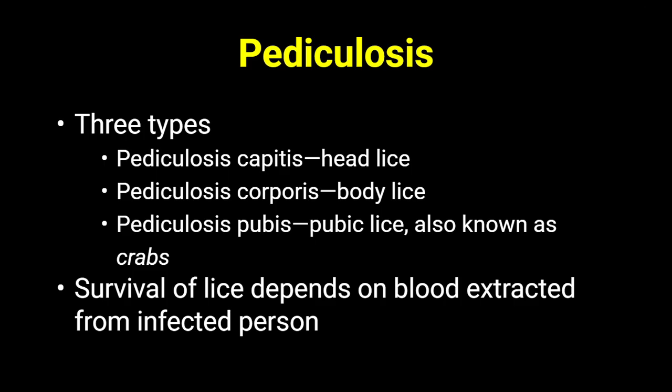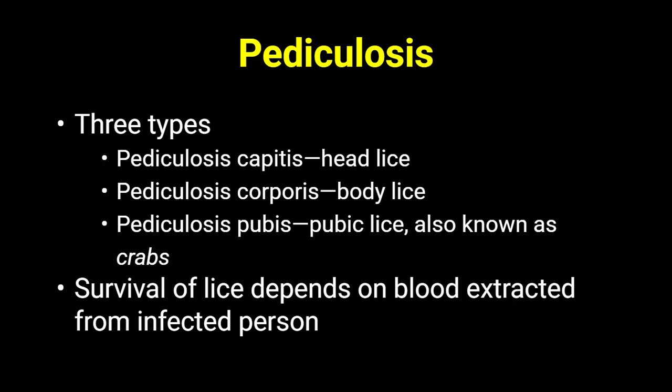Next is pediculosis, which is an infestation with lice. Lice are parasites that survive by feeding on human blood and are spread primarily through close personal contact. There are 3 types of pediculosis based on where the lice are found. Pediculosis capitis is head lice, the most common type seen in school-aged children.